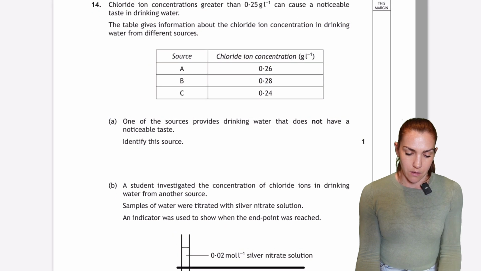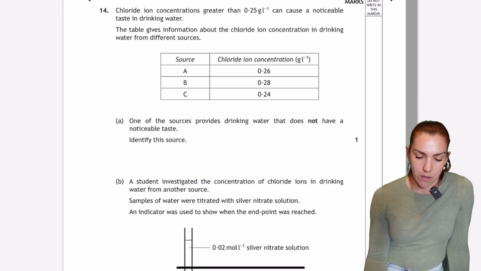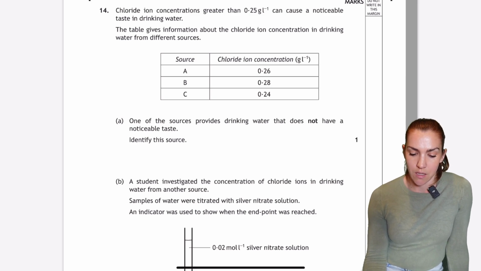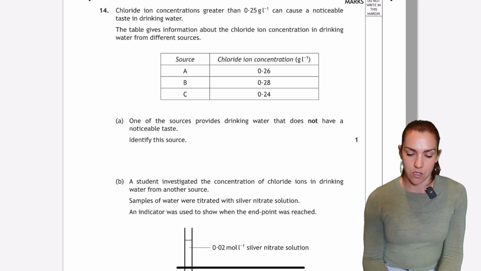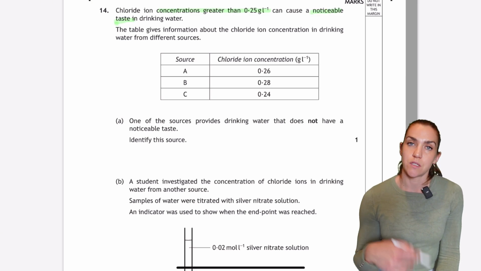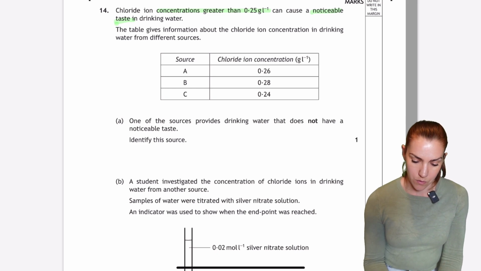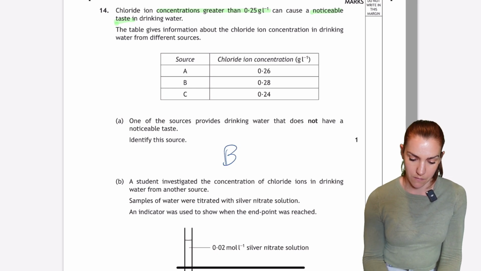So then for question 14, chloride ion concentrations greater than 0.25 grams per litre can cause a noticeable taste in drinking water. The table gives information about the chloride ion concentration in drinking water from different sources. One of the sources provides drinking water that does not have a noticeable taste. Identify this source. So it tells you that if the concentration is greater than 0.25, it will have a noticeable taste. So we want the one that's lower than that, which would be source B.